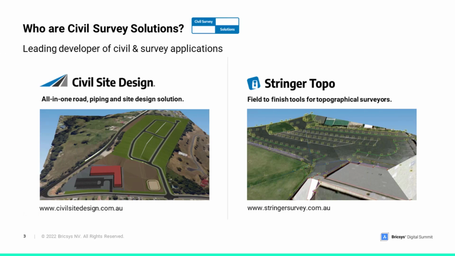We have a couple of major civil and survey applications that we develop. The first one is Civil Site Design, which is our flagship product, which I'm going to be talking to you about today, which is an all-in-one road, piping and site design solution. We also have a product called Stringer Topo, which is a field-to-finish set of tools for topographical surveyors. If you're interested in more information about Stringer Topo, please visit our website, which is listed, as you can see there, just below the image.